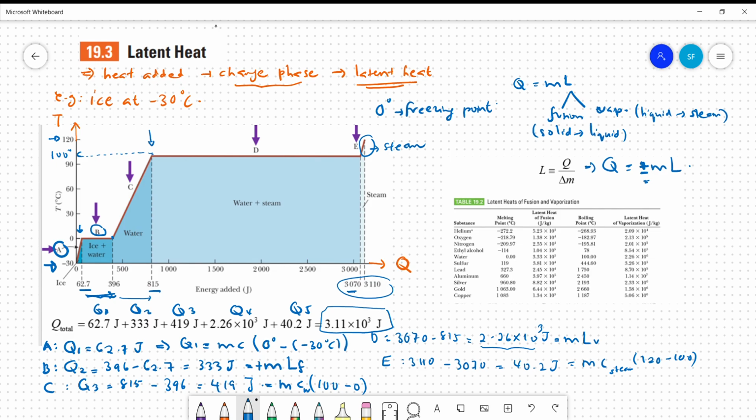So Table 19.2 lists latent heats of fusion and vaporization for certain substances. Usually in this topic, we only look at water. We stress more on water. So in the next slide, we will look at more examples.